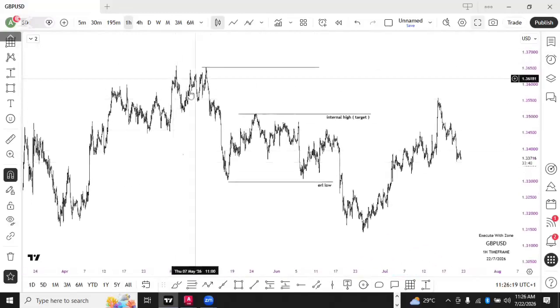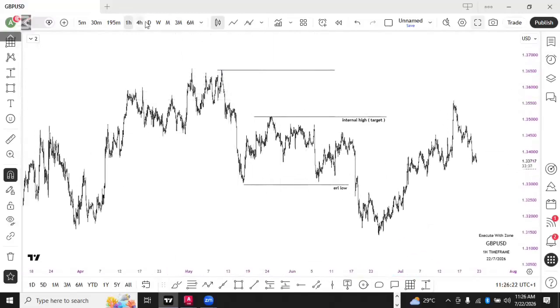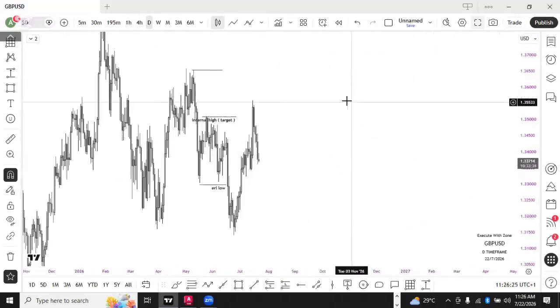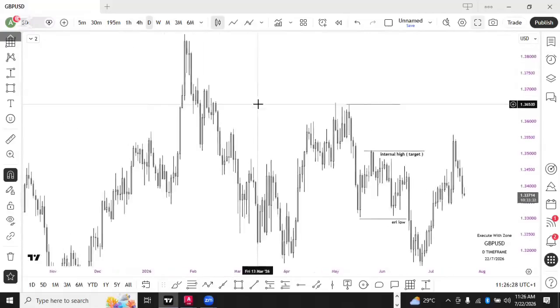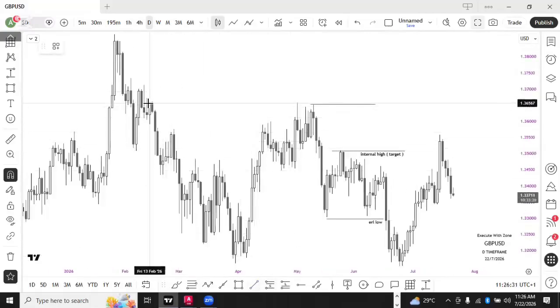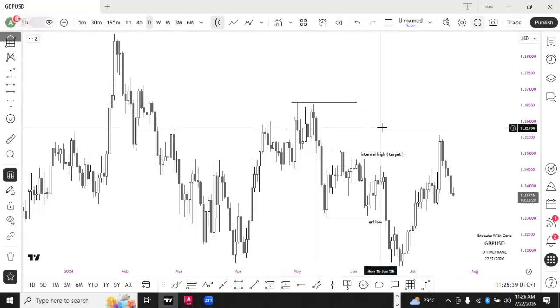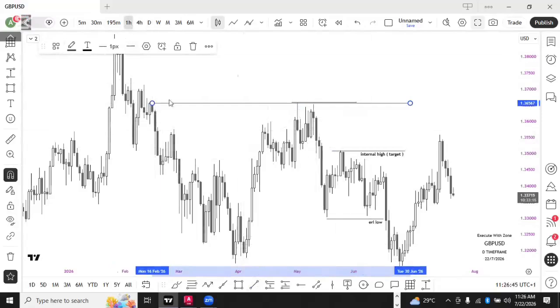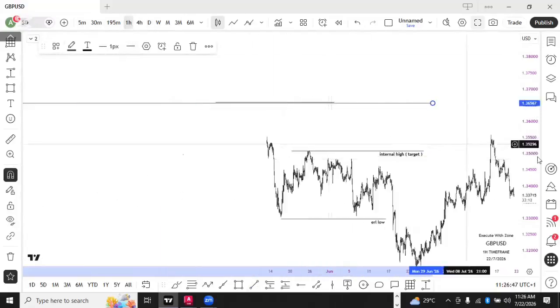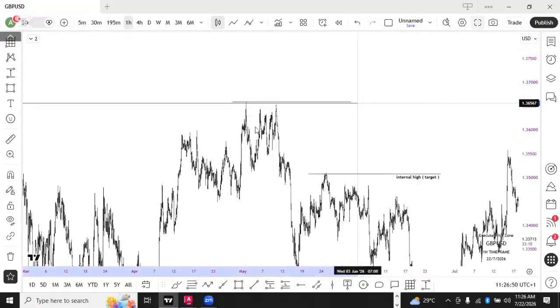So if this is the next high, what do you want to check? Is it coming from a higher time frame key level? That's one thing you need to understand first. No, this is the high rather. This is the highest point here. Is it coming from a higher time frame key level? Yes, it's coming from a higher time frame key level.